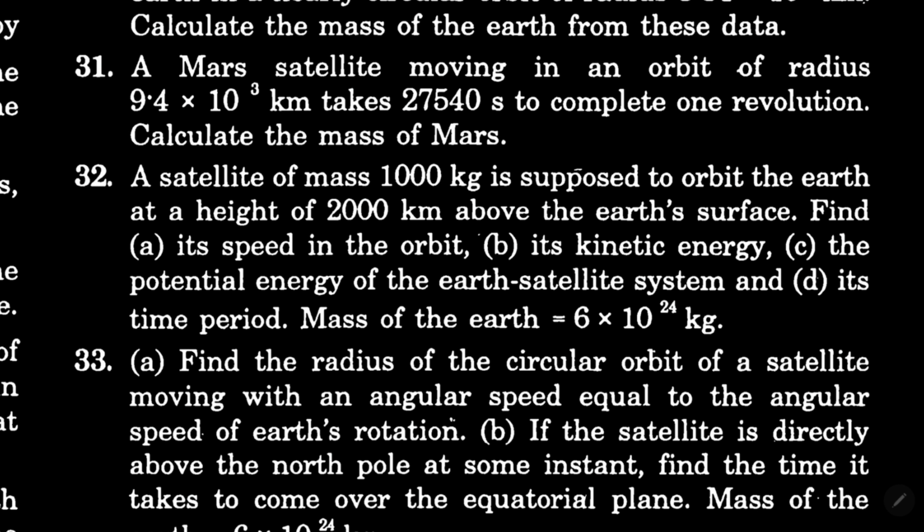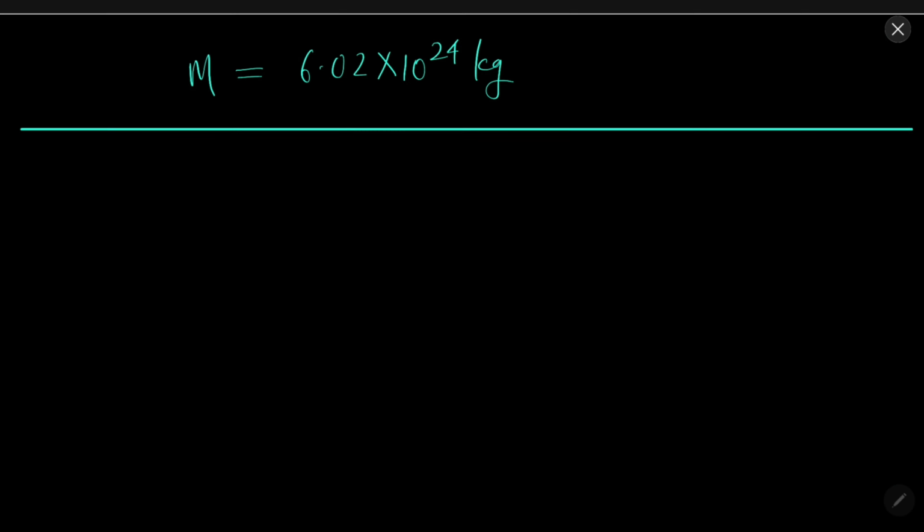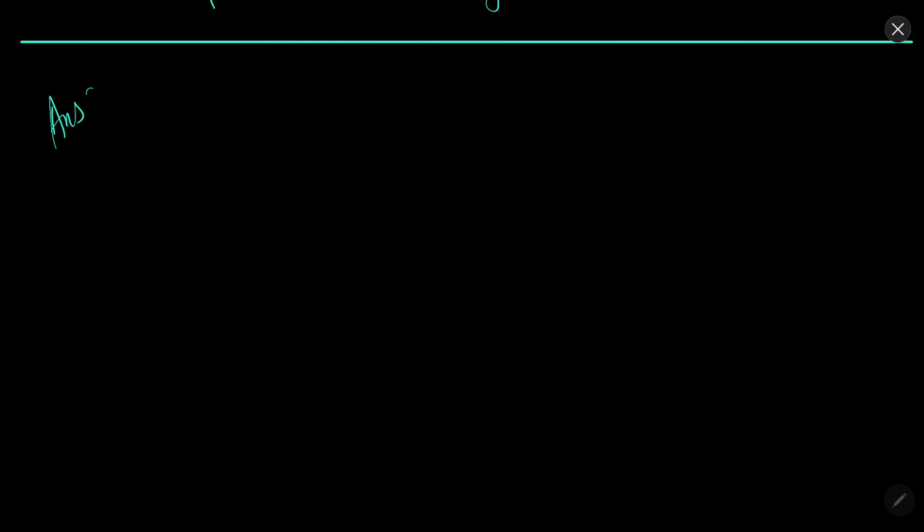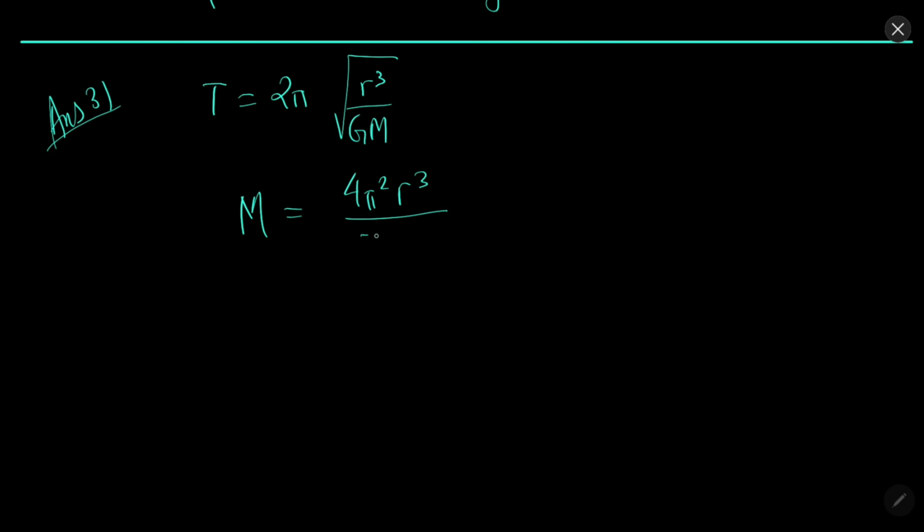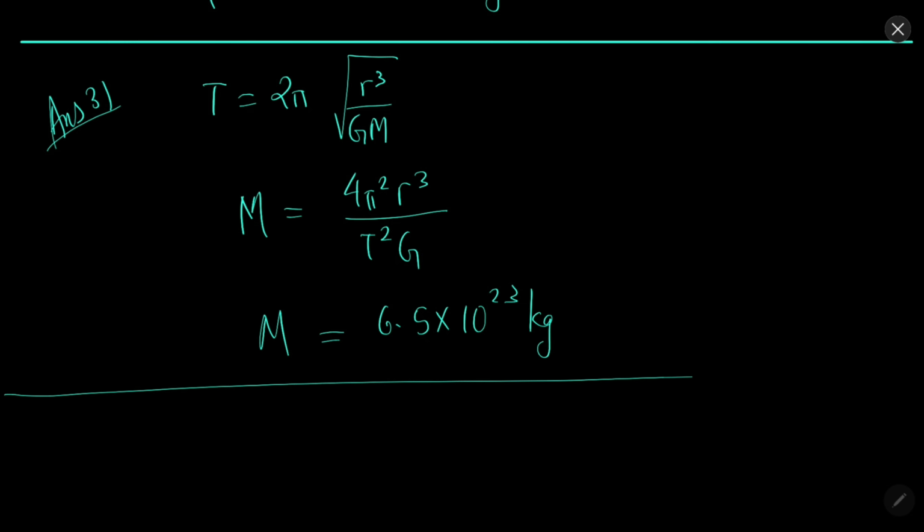In question 31, a Mars satellite moving in orbit of radius is given. We need to calculate the mass of Mars. Solution 31. So again T equals 2 pi root r cube over GM. So by the same formula, M equals 4 pi square r cube over T square G. When you put all the values here, you will find it will be 6.5 into 10 to the power 23 kg.